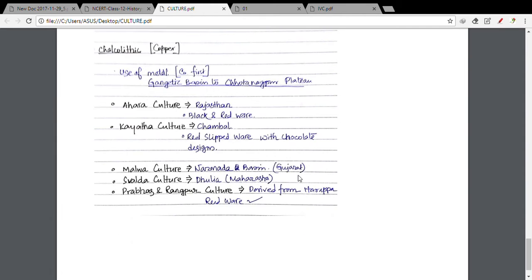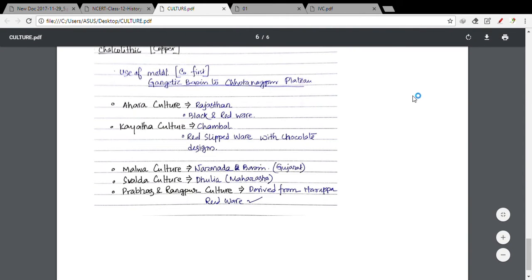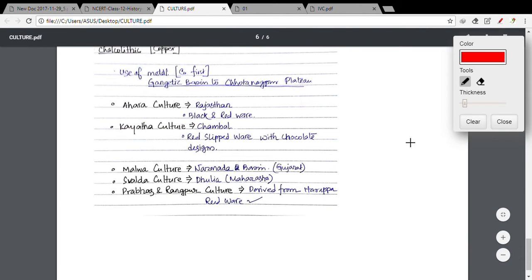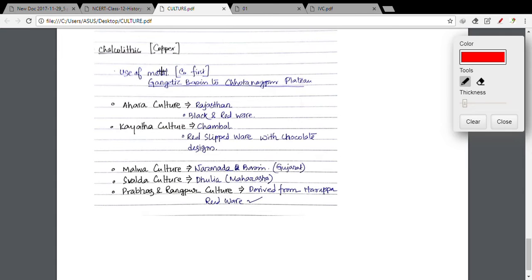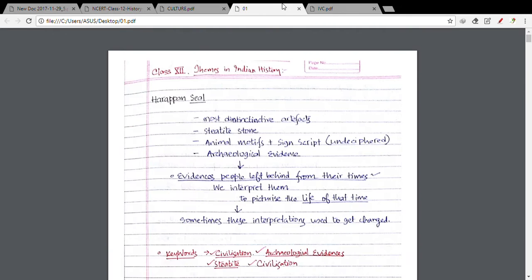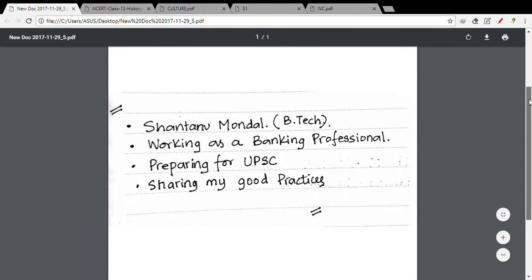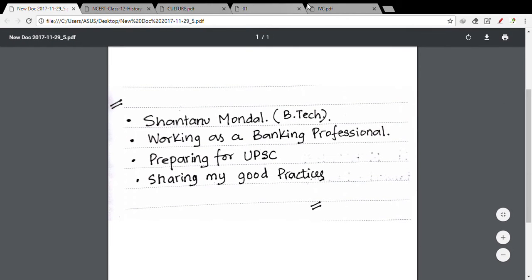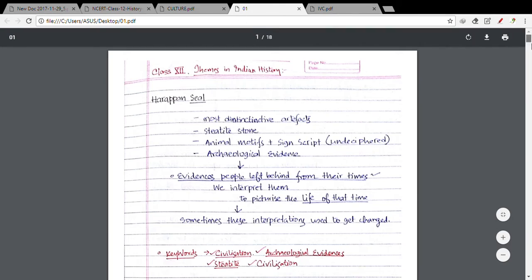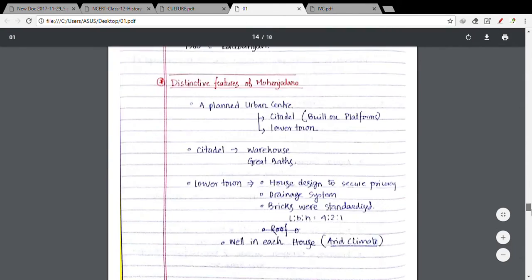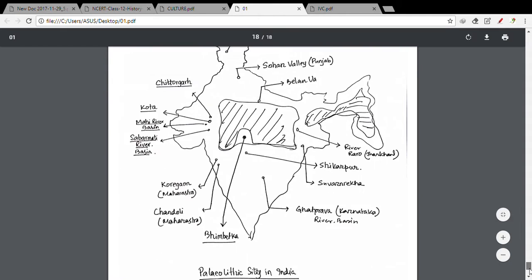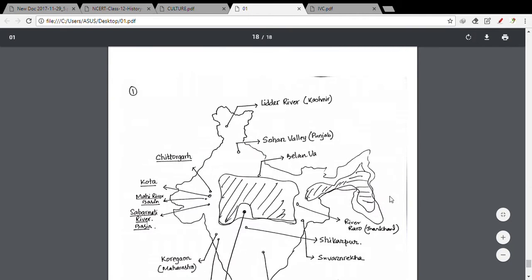Next, we will move on to the Chalcolithic, which is a very important phase of Indian history. Here we have used metal. Now, the Gangetic Basin first came to the fore. If we look at the sites of the Harappan civilization, we will never find the Gangetic Basin to be a part of them. Paleolithic sites, look here.